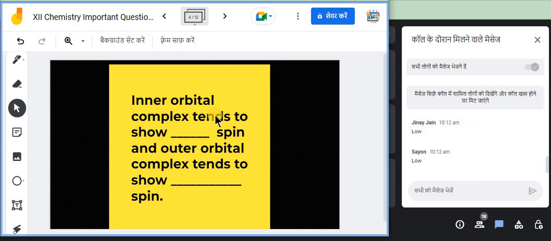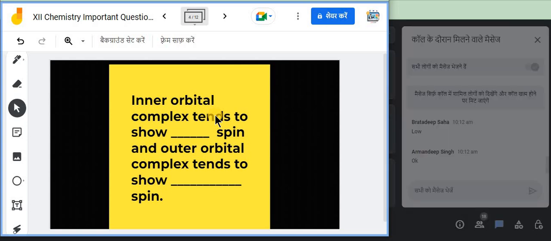Low. It should be low. Inner orbital complex should be low spin. Why? Because pairing of electrons is taking place, so unpaired electrons will decrease. If the unpaired electrons decrease, then the spin magnetic moment, which is under root n into n plus 2, will decrease. Okay. So this is clear already. I have asked inner, so outer is clear.